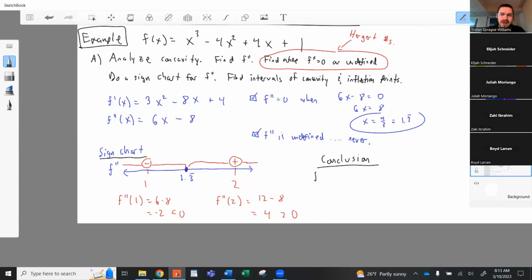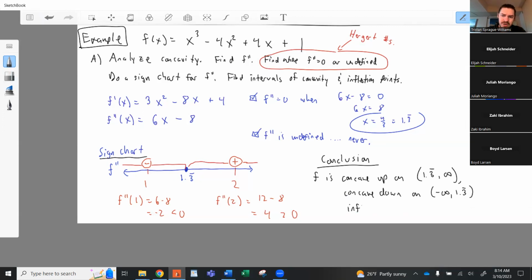We can say that f, the original function we're analyzing, is concave up on the interval from 1.3 repeated all the way out to infinity, because that's where we have a positive second derivative. It is concave down on the interval from negative infinity up to 1.3 repeated. That's the interval on the left.